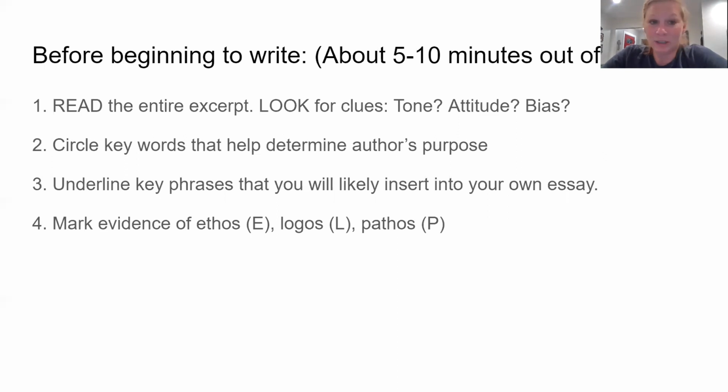Okay, next you're going to circle any keywords that help determine the author's purpose as you're reading. Okay, so that will help you then when you're going through it and you're writing your essay, you're walking through it chronologically, then you can see what you've already identified as being important in your first run through. Then underline any key phrases that you are likely to insert into your own essay.